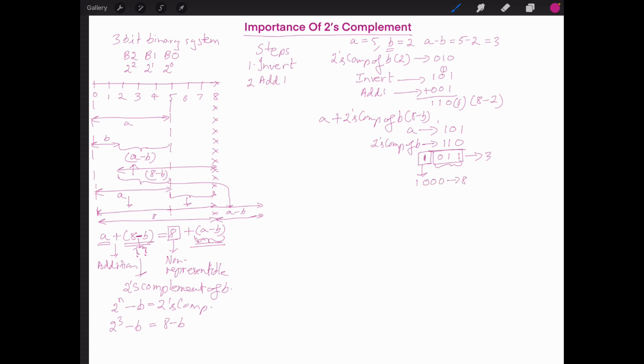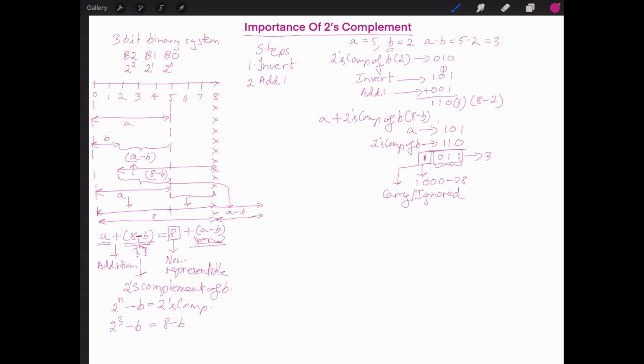So this 1 here is referred to as a carry, something which we can drop or ignore or not consider going forward, right? As you can see, by adding a with 2's complement of b, we're able to arrive at the difference of a and b with a carry which we can ignore. So this is the advantage of using the 2's complement method, where with simple bit manipulations followed by an addition operation, we can arrive at the difference of two numbers.